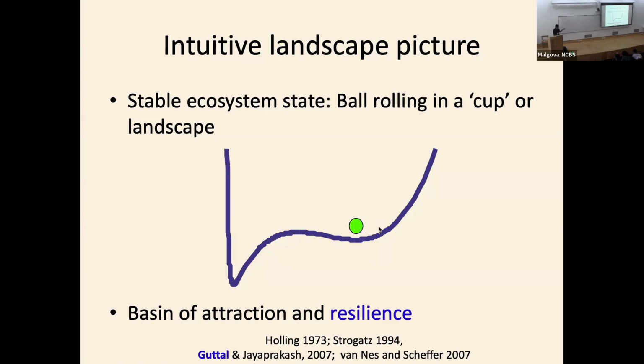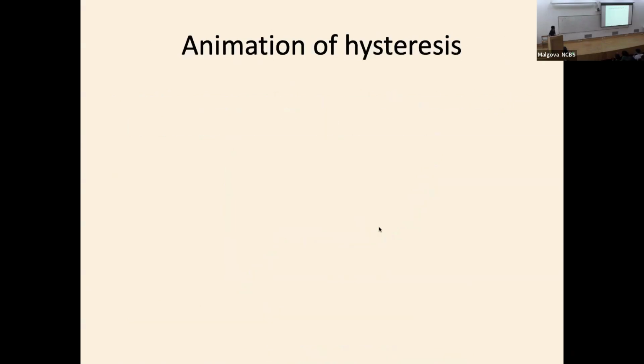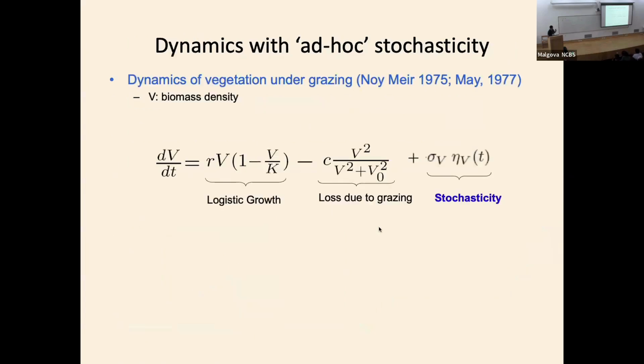Okay, so the idea of basin of attraction and that of ecological resilience was very attractive, but people realized over time that it's not necessarily very useful. So how do we make that useful? I have an animation of hysteresis which I can sort of skip, which is not too interesting. I think I already covered all these points, minima, maxima, and it also captures the ideas of hysteresis very nicely. So I'm going to skip through this.